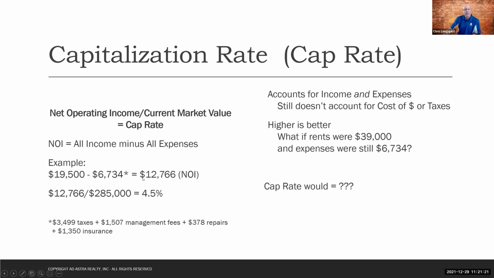All right. So if you come up with there, then it's $12,766 is your net operating income. So if you take your net operating income and you divide it by the market value, then it comes up with a 4.5. Everybody see that? You can do it on your calculator there. So again, it counts for income and expenses, which is important. We have a better idea of what the actual return on this house is going to be.